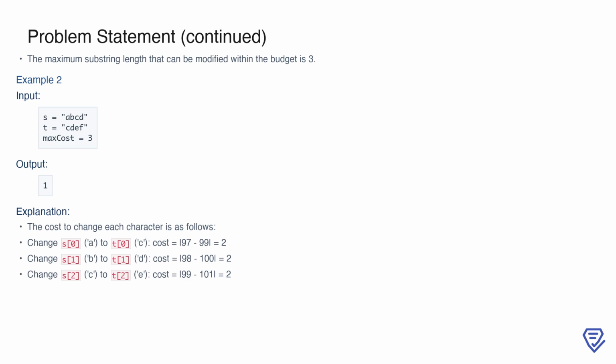Let's consider another example. Here, S is ABCD, T is CDF, and max cost is 3. The output is 1. To understand this, we calculate the conversion costs for each character. A to C costs 2, B to D costs 2, C to E costs 2, and D to F costs 2. Since the cost of converting any substring longer than 1 exceeds the allowed max cost of 3, the maximum substring length that can be converted is just 1. This demonstrates how the max cost restricts the length of valid substrings.